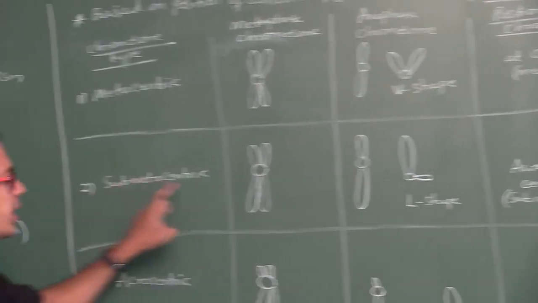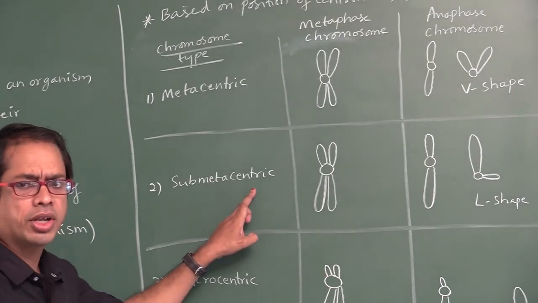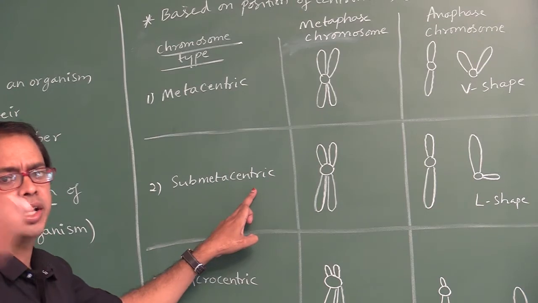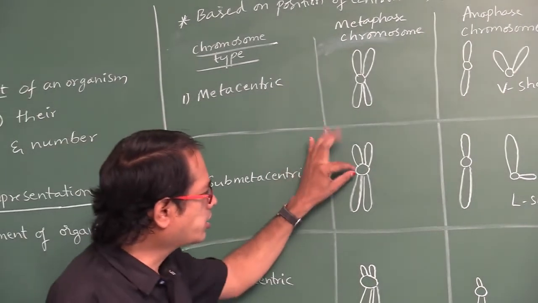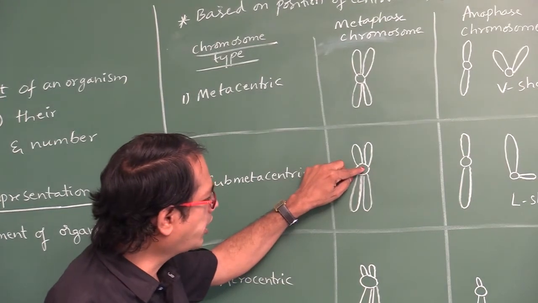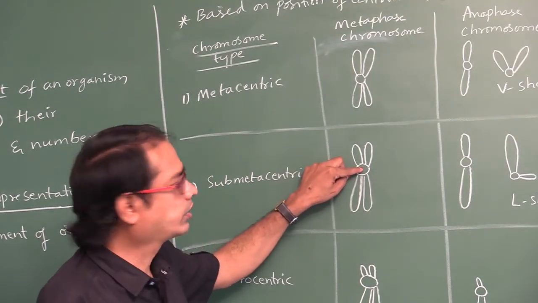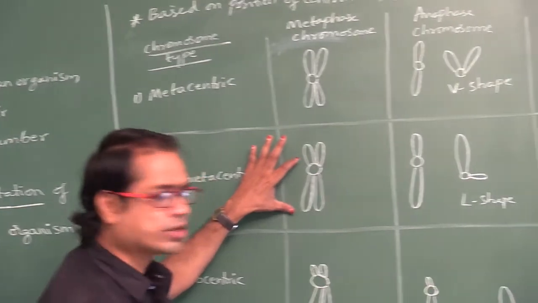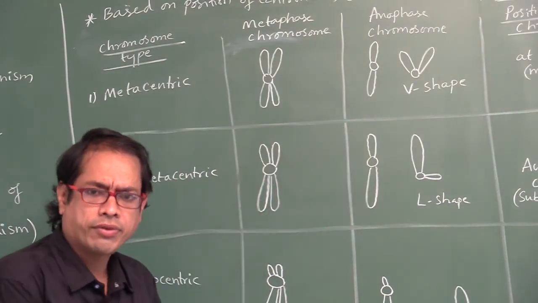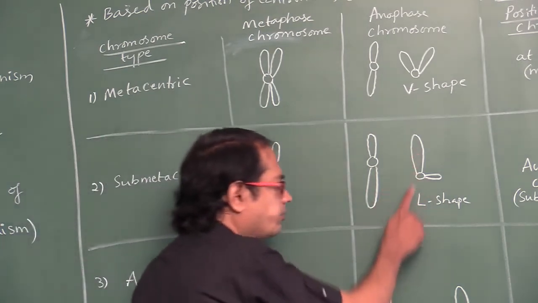Next, submetacentric. Submetacentric means the centromere is away from center, submedian. Centromere is present away from center. Next, here this is metaphase chromosome. This is anaphase chromosome. During anaphase, shape of the chromosome appears like L shape.